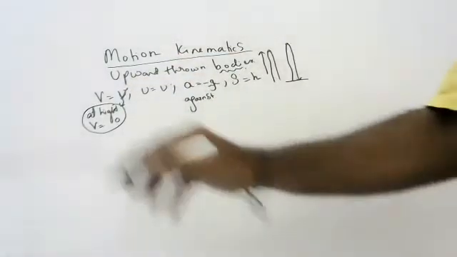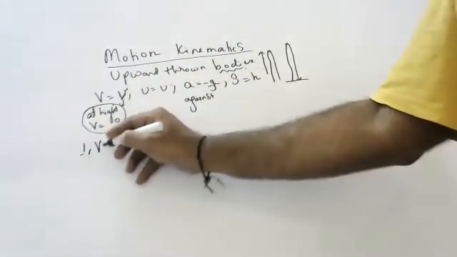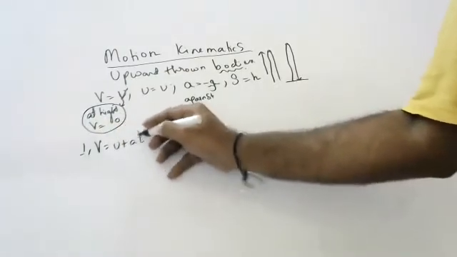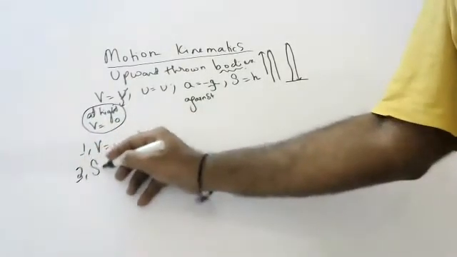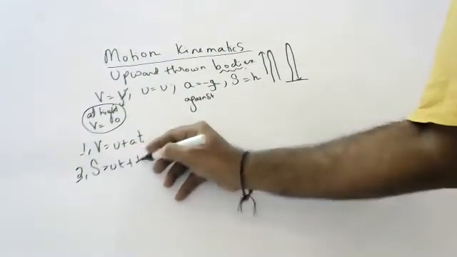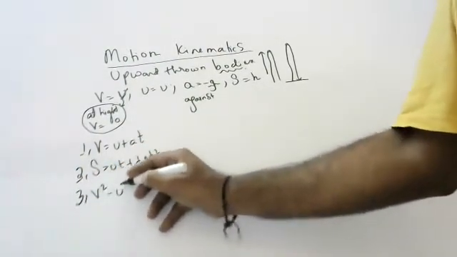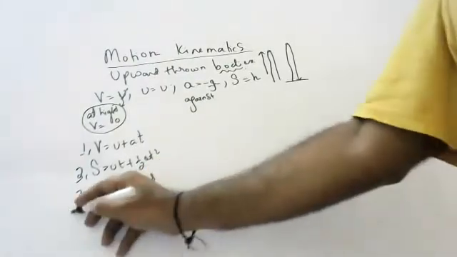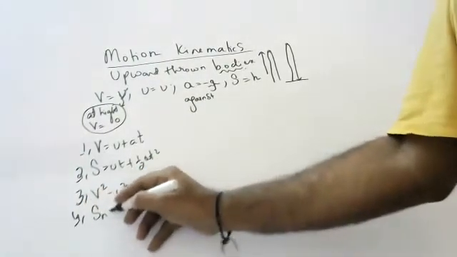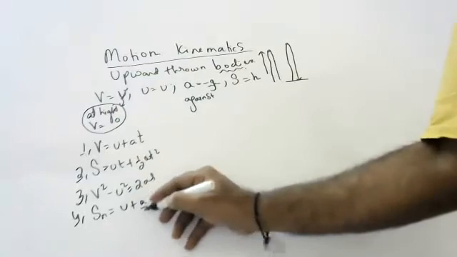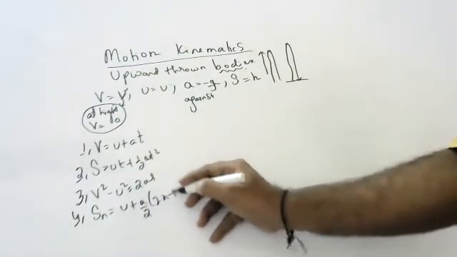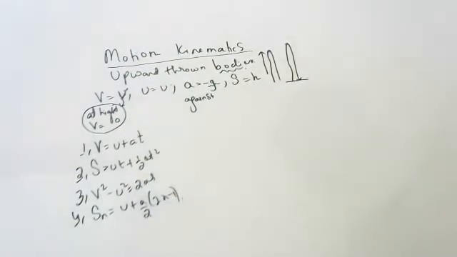Okay, children? So children, what are the four equations of motion? V is equal to U plus AT. S is equal to UT plus half AT square. V square minus U square is equal to 2AS. And the distance in the nth second is U plus A into (2n minus 1) by 2. These are the four equations of motion, children.